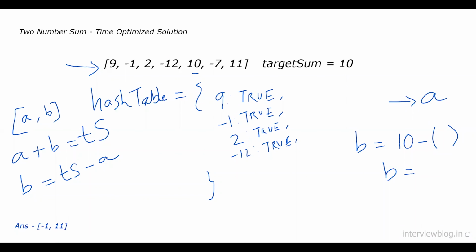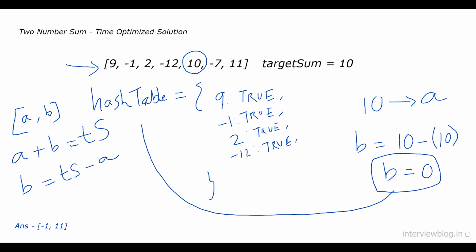Next, I'll be visiting the element 10. So now my value of A is 10. So while subtracting 10 from 10, I'll be getting my B value as 0. So now I'll be checking if this B is present in my hash table. Since 0 is not present in the hash table, I will add the value of A, that is 10, to my hash table, saying that it is present in the input array.